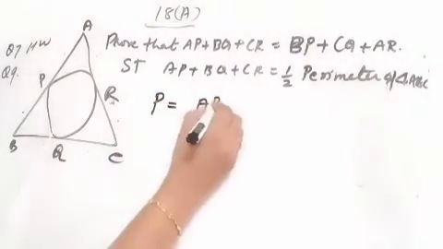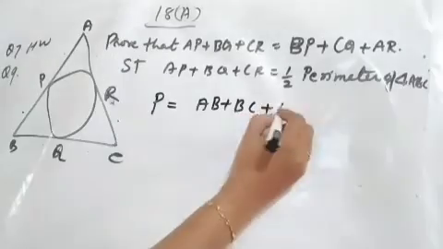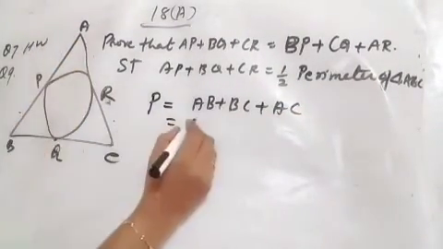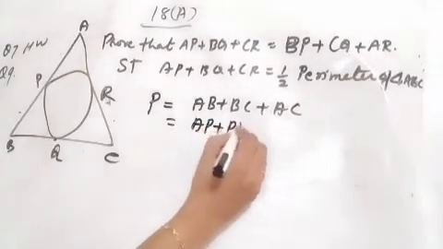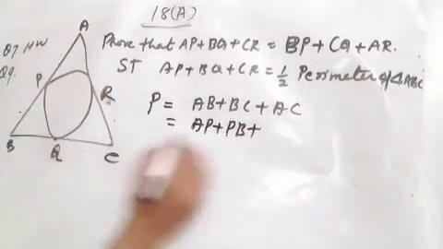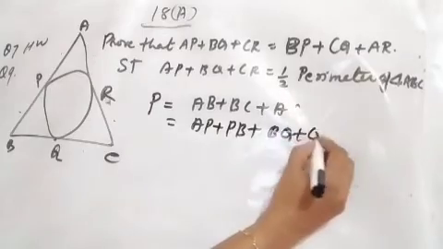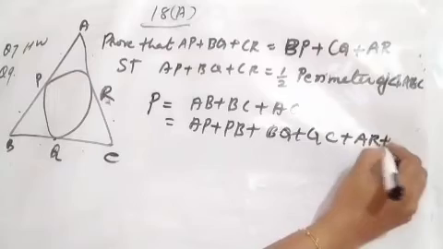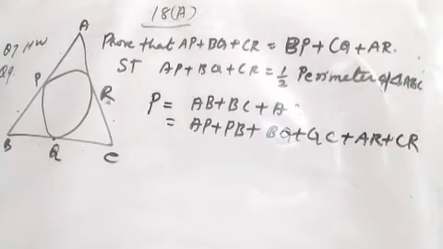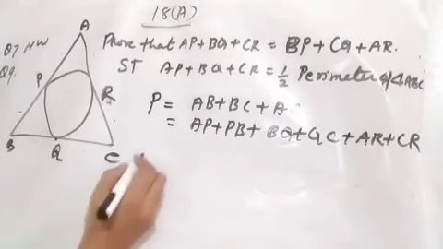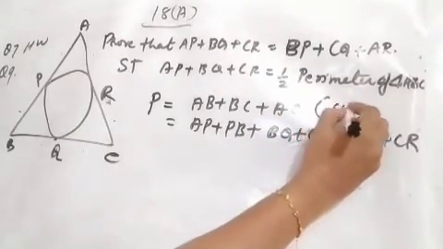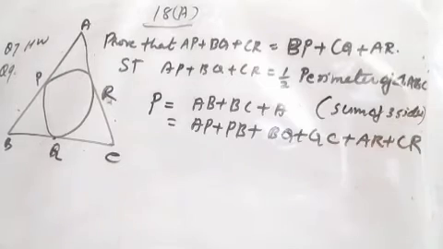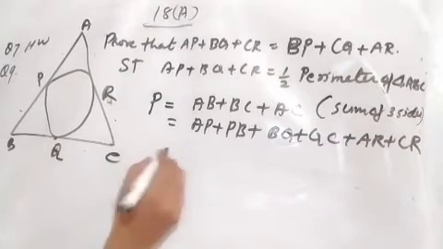That is the sum of AB plus BC plus AC. And we can write AB as AP plus PB and BC as BQ plus QC. Also, AC as AR plus CR. Okay, in this way we can write it. We know that the perimeter of a triangle is the sum of 3 sides. Okay, now we can substitute this.